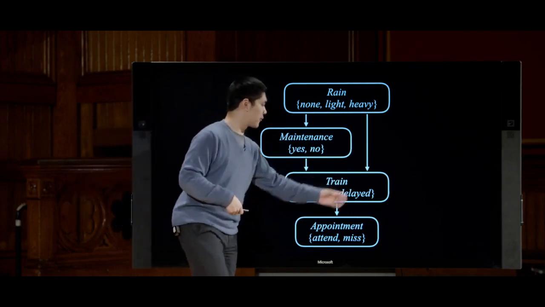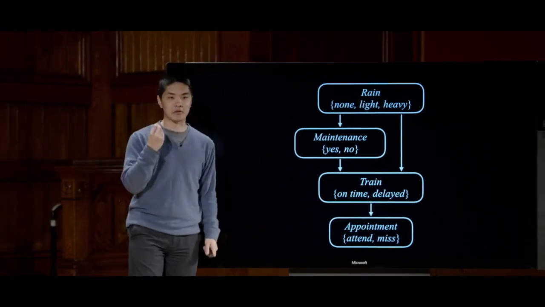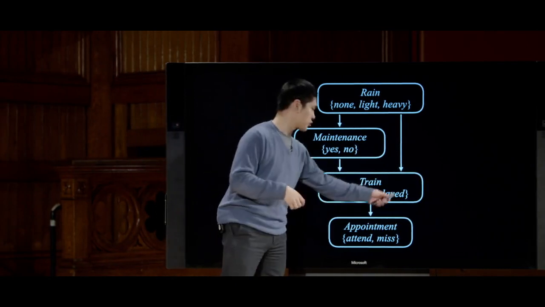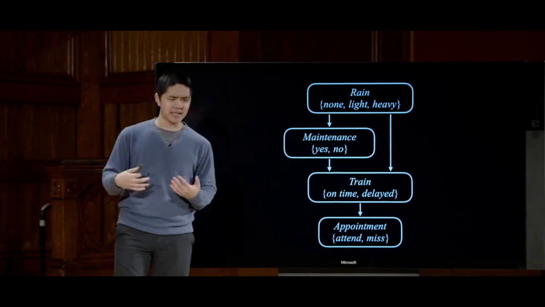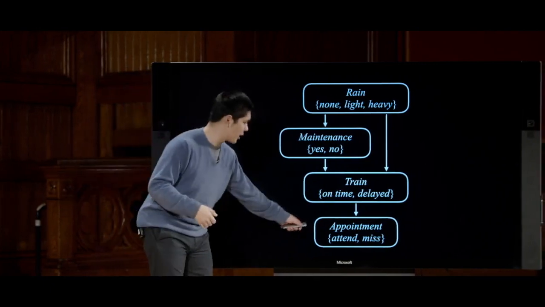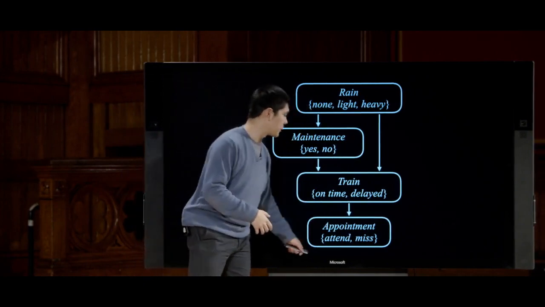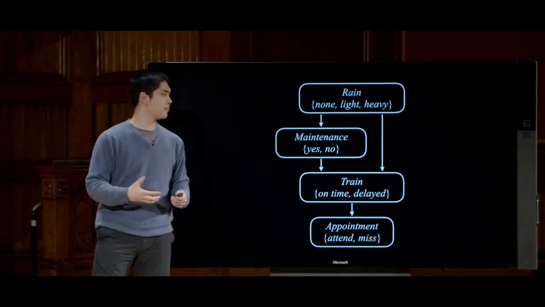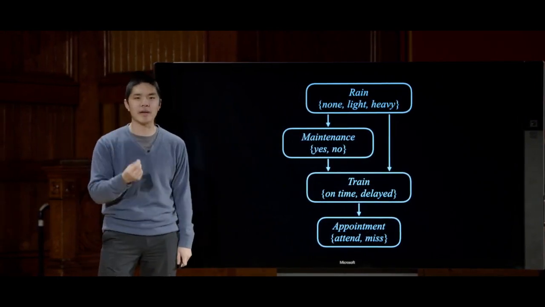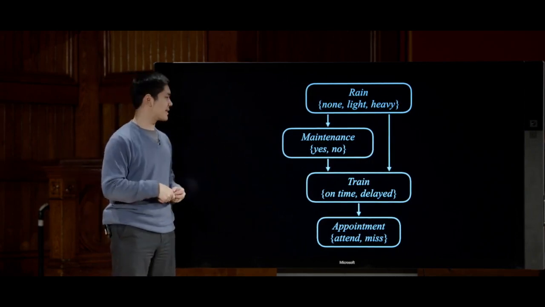Then I have a random variable for the train, indicating whether or not the train was on time or not. That random variable has 2 possible values in its domain. The train is either on time or the train is delayed. And then finally, I have a random variable for whether I make it to my appointment. For my appointment down here, I have a random variable called appointment that itself has 2 possible values, attend and miss. And so here are my 4 nodes, each of which represents a random variable, each of which has a domain of possible values that it can take on.